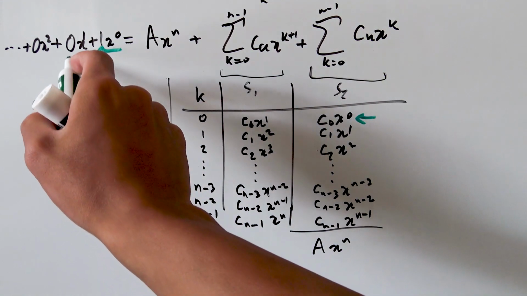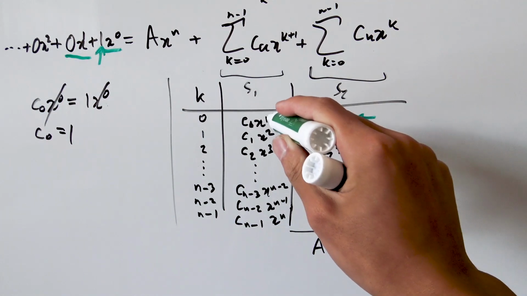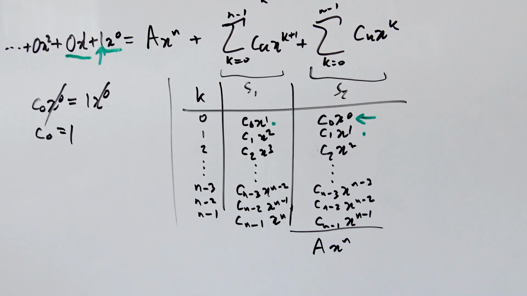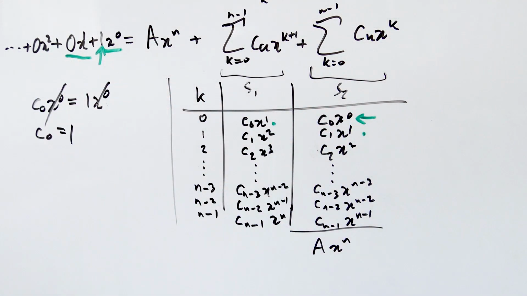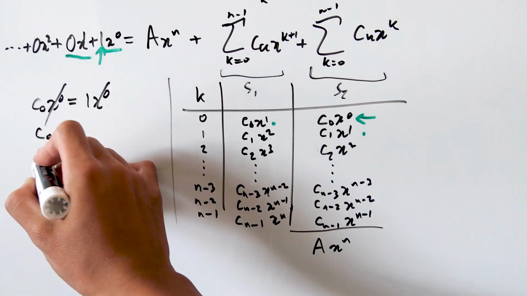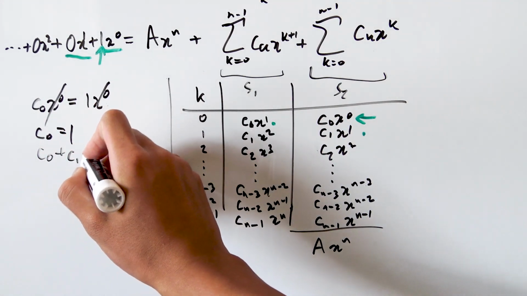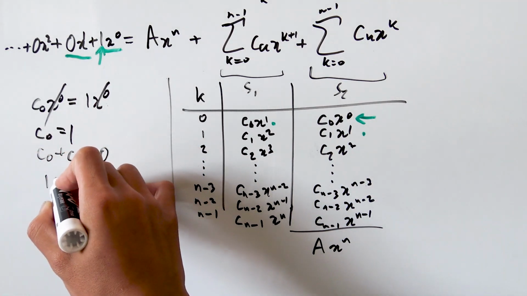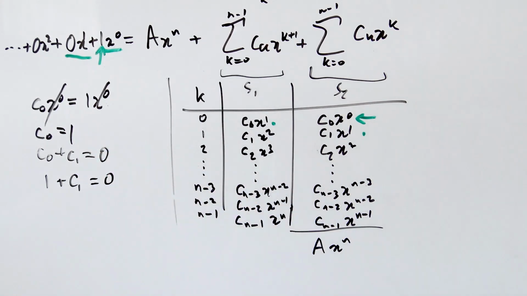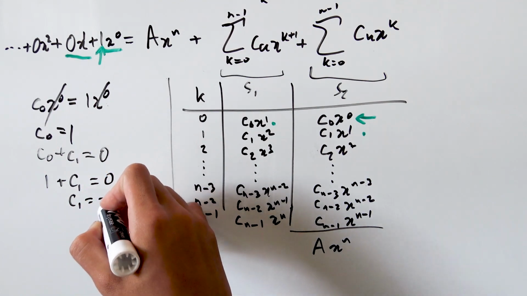Let's have a look at x to the first power here. Where does that appear on our table? It appears here and it appears here. That means the sum of these two constants, C0 and C1, must add together to give us this coefficient here, which is just 0. So we have C0 added with C1, and we want that to be 0. We already know C0 is 1, so we have 1 plus C1 being equal to 0. Subtracting 1 on both sides, that means that C1 is negative 1.